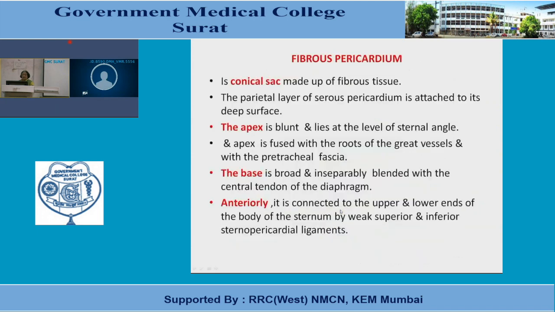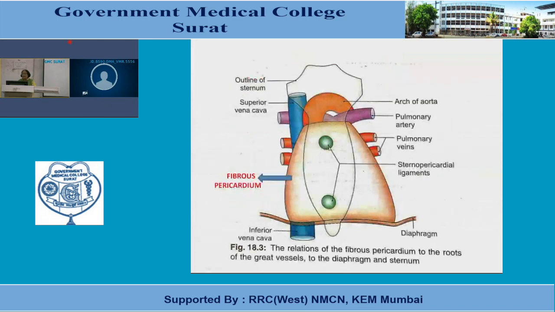Now anteriorly, it is connected to the upper and lower ends of the body of the sternum by weak superior and inferior sternopericardial ligaments. The word itself suggests that between the sternum and the pericardium, the ligaments are called respectively superior and inferior sternopericardial ligament. We can see in the diagram. So anteriorly related are the superior and inferior sternopericardial ligaments.